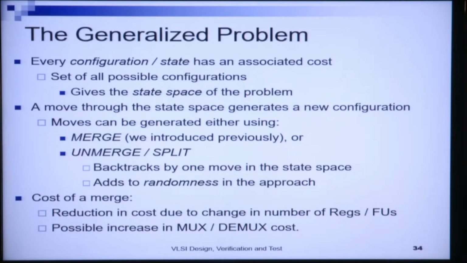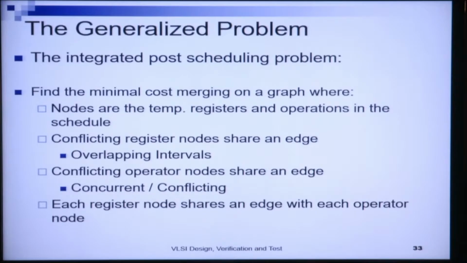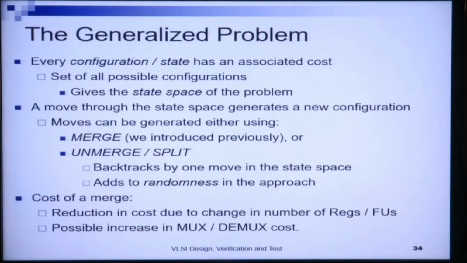Now every configuration or state has an associated cost. What is the cost of a configuration? A configuration or state in this conflict graph is a given merging of the functional units, registers, muxes, demuxes. So for a given merging that we have, we will have a total number of functional units required for allocation, a total number of registers required for allocation, a total number of muxes and demuxes required for allocation, and that gives the cost of the configuration. The set of all possible configurations gives the state space of the problem.